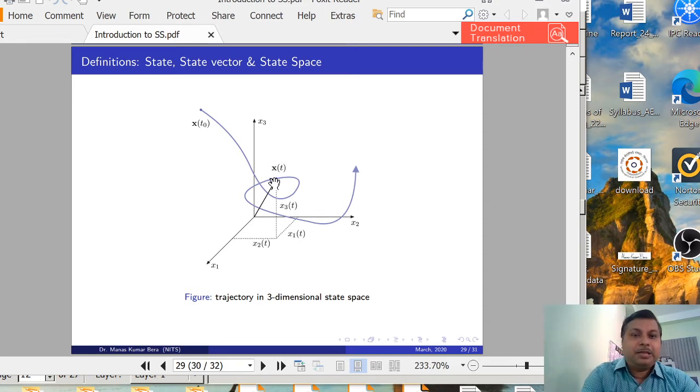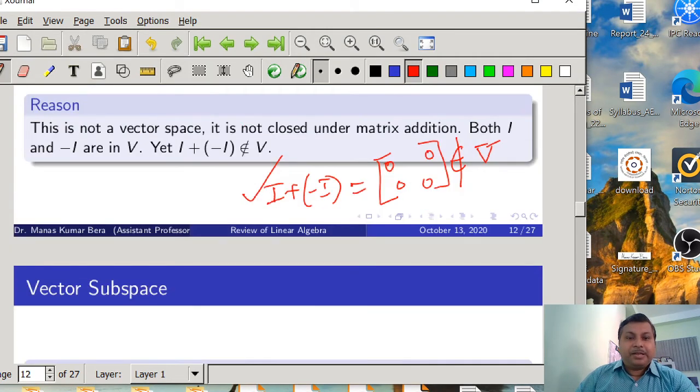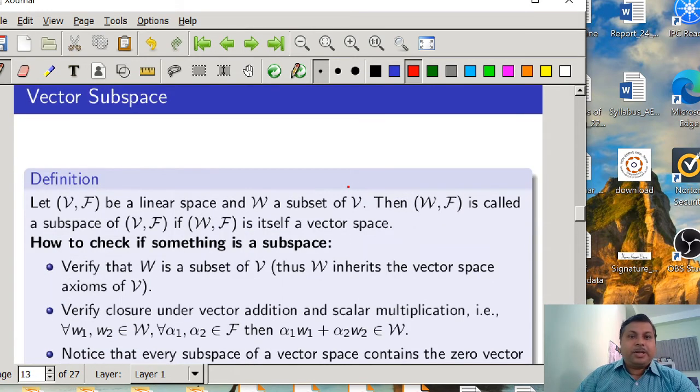So that's why one point has been indicated here. You can see this point is indicated, and at this point, if I want to compute the vector x, it has three components, that is x1, x2 and x3. So that's why the name has been given state space, because it is coming from the concept of vector space. So now we will try to understand what is a vector subspace.